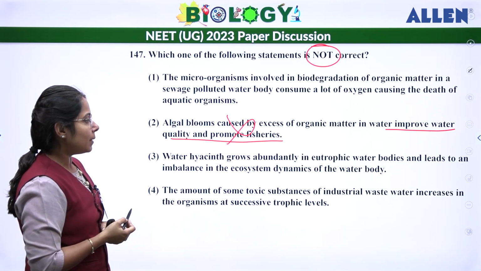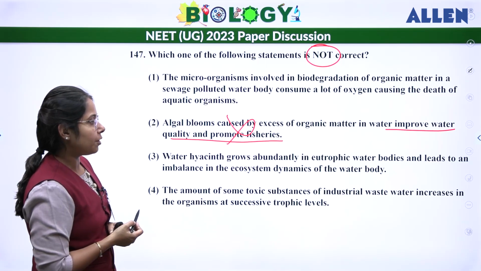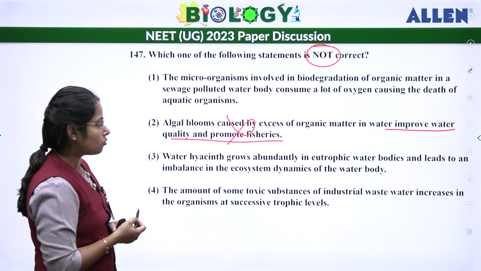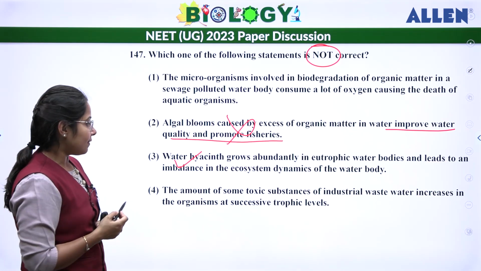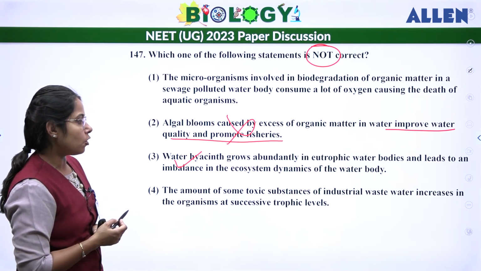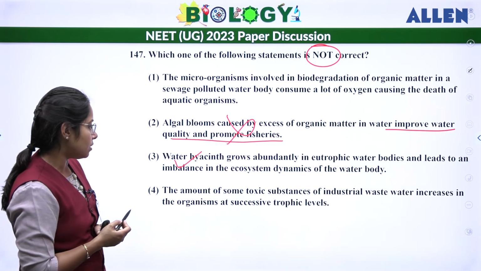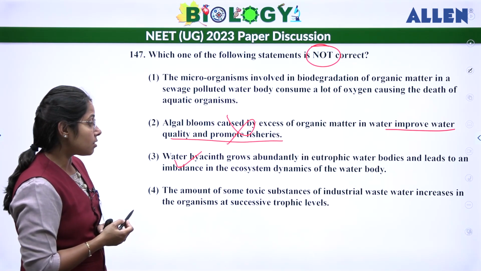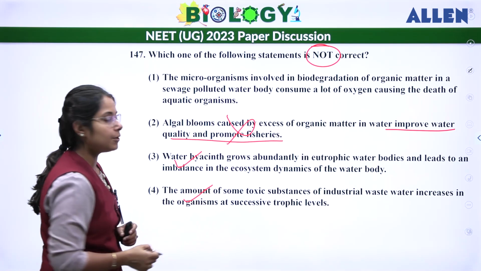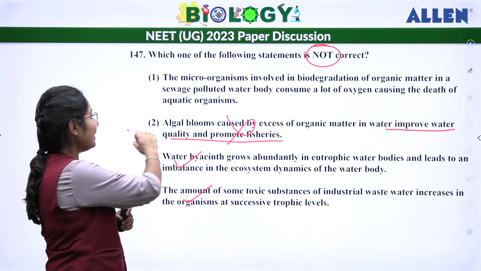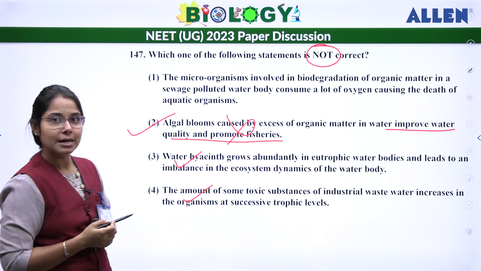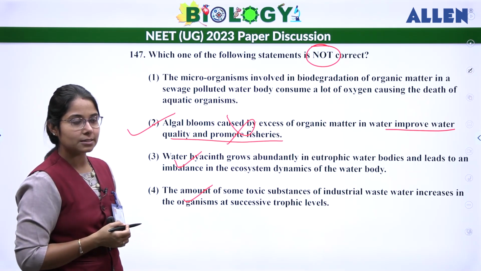Water hyacinth grows abundantly in the eutrophic water bodies and leads to an imbalance in the ecosystem dynamics of the water body, which is true. And the amount of some toxic substance of industrial wastewater increases in the organism at successive trophic levels, which is true, which is nothing but biomagnification. So this is true. So the only incorrect statement will be the second. So the answer will be the second statement.